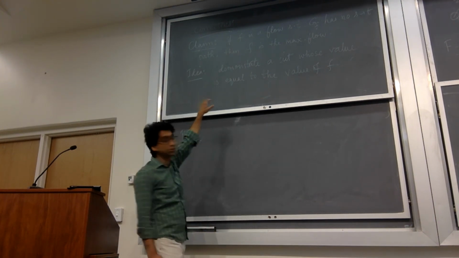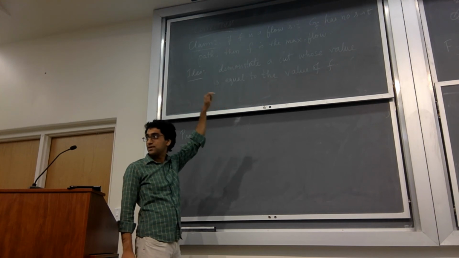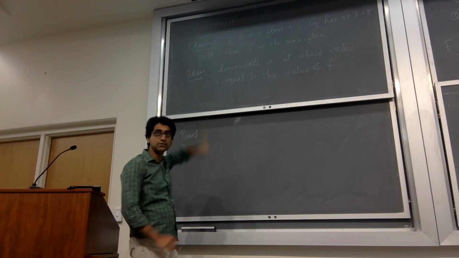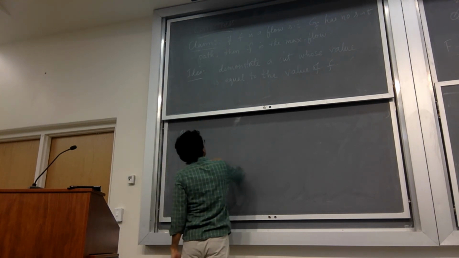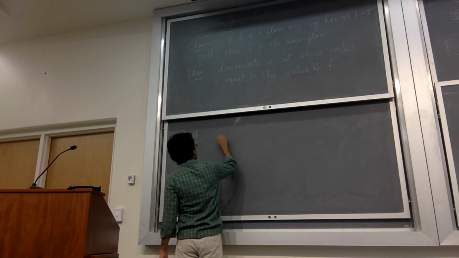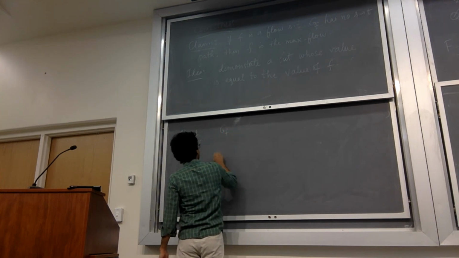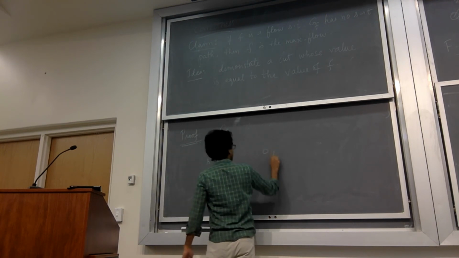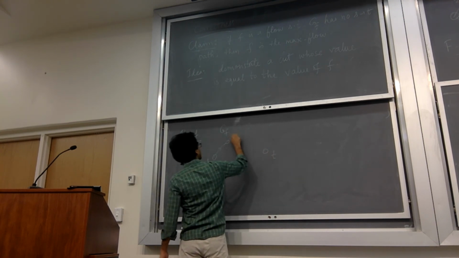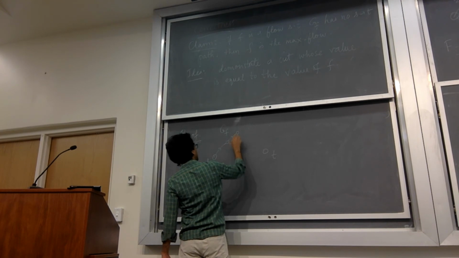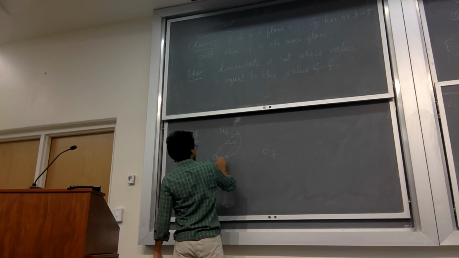So this is what we want to show here. We want to demonstrate a cut whose value is... So I'm going to look at the residual. I'm going to look at G sub f. This will be some graph, so it will have some S, have some T. It will have some backward edges.